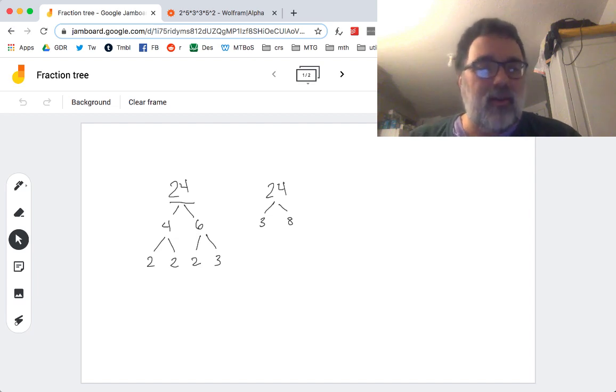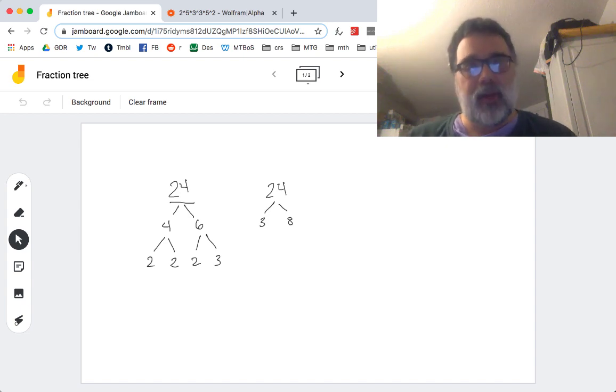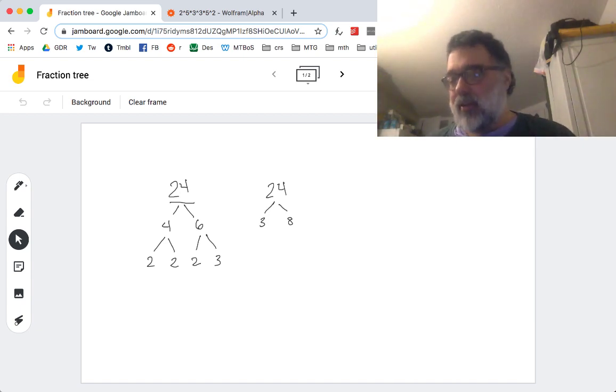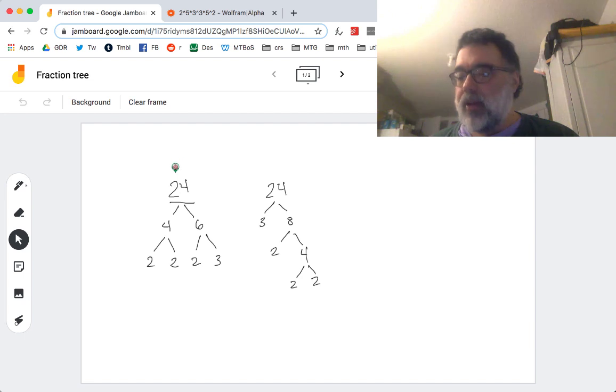But what if we had started with a different multiplication to get 24, right? There's so many different ways to get 24. 2 and 12, 1 and 24. Well, we already said we're not using that one. But 3 and 8, that seems very different. Well, but then 8 we could break down into 2 and 4, and then 4 breaks down into 2 and 2. So both ways we did it, we wound up with 2 times 2 times 2 times 3.